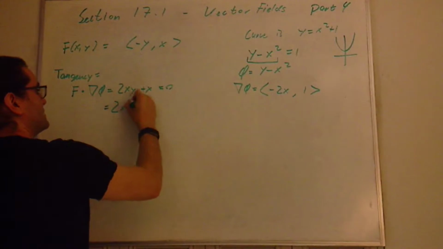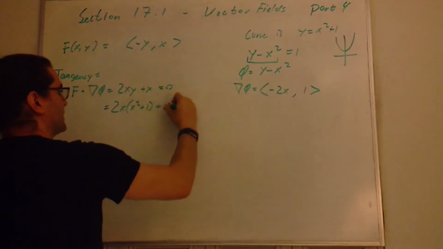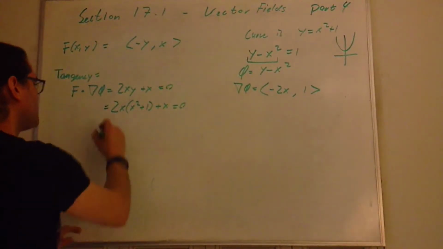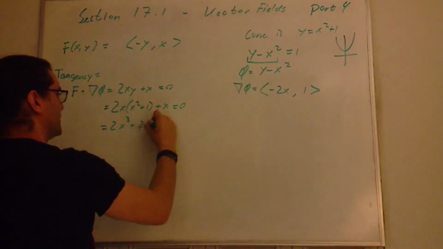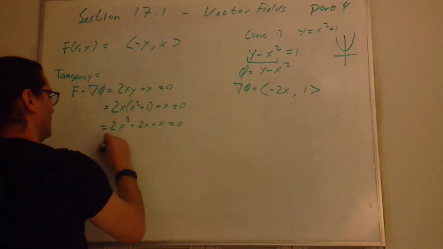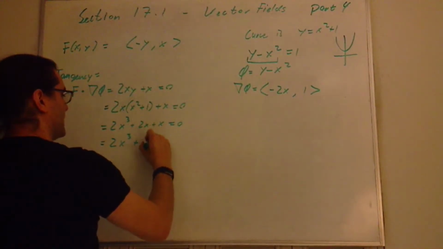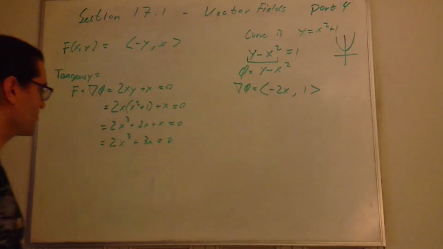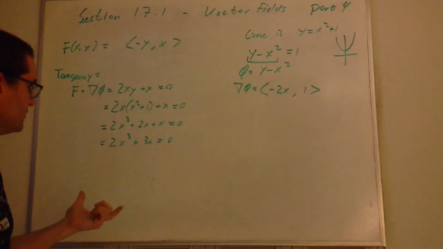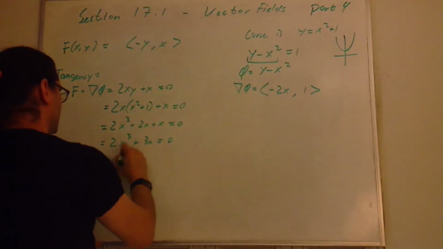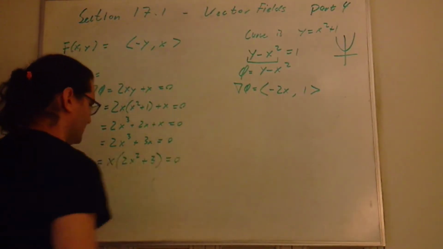We'll say 2x times y is x squared plus 1, plus x equals 0, which will turn into 2x cubed plus 2x plus x equals 0, or 2x cubed plus 3x equals 0. Now we have an equation of one variable. It's a lot more plausible to solve for that. I'm going to pull an x out. x times 2x squared plus 3 equals 0.